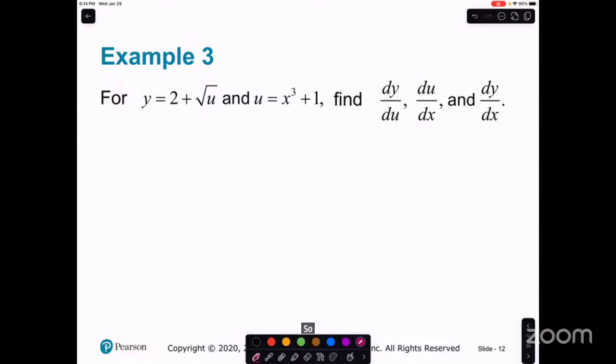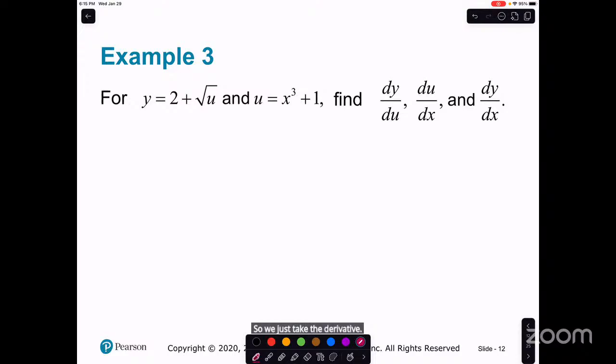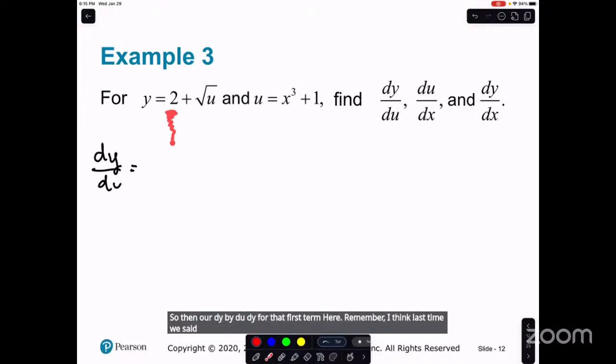For this y and this u, find dy by du and dy by dx. Okay. So the first one, dy by du, means the derivative of y with respect to u, right? We already have y in terms of u, so we just take the derivative. Whenever we take the derivative of y, we're going to write dy by du. So for that first term here, remember, I think last time we said the derivative of a constant is 0. So when we go to take the derivative, that guy is gone.